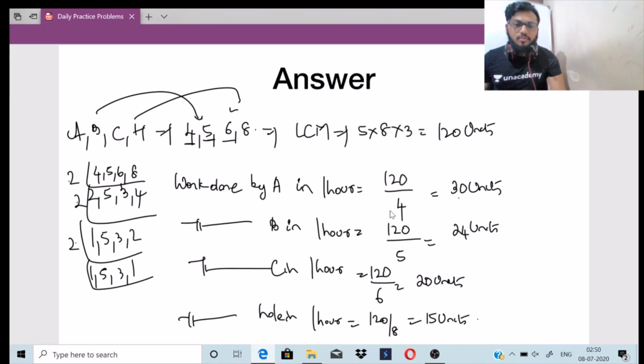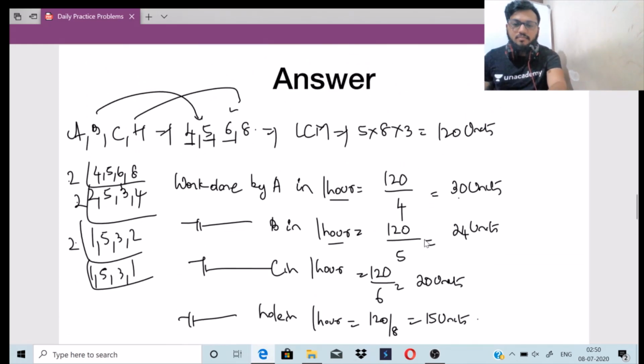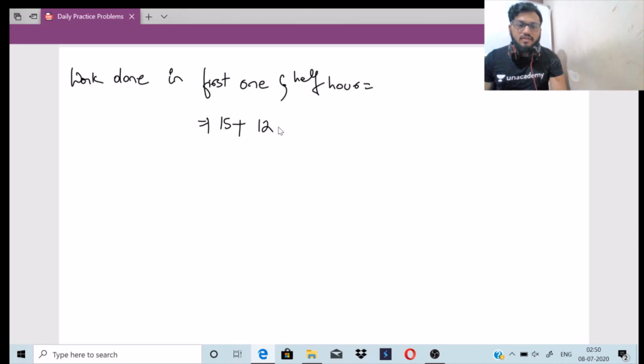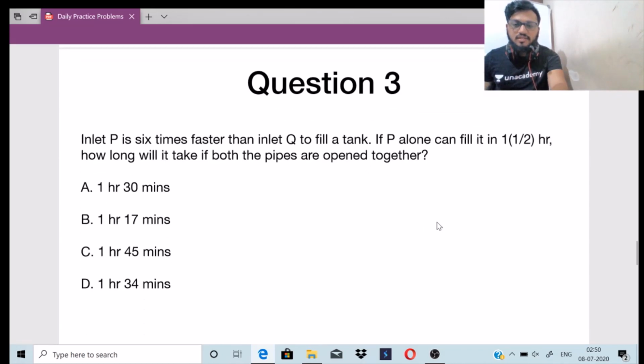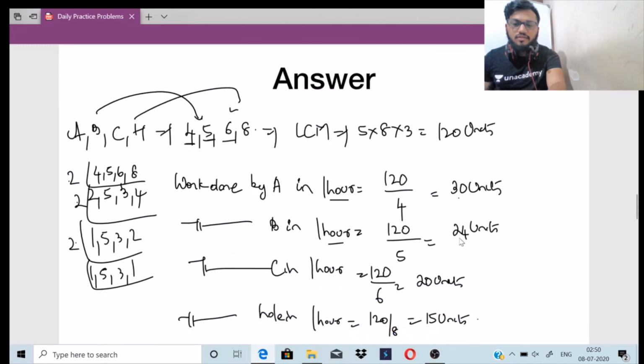30/2 and 24/2, because this is the 1 hour capacity. So what will be the half hour capacity? 30/2 and 24/2, right? A and B are open for half an hour. So A will be 30/2, which is 15, plus B is 24/2, which is 12, plus C. C is actually working for 1 full hour, so I take C directly, 20, right?